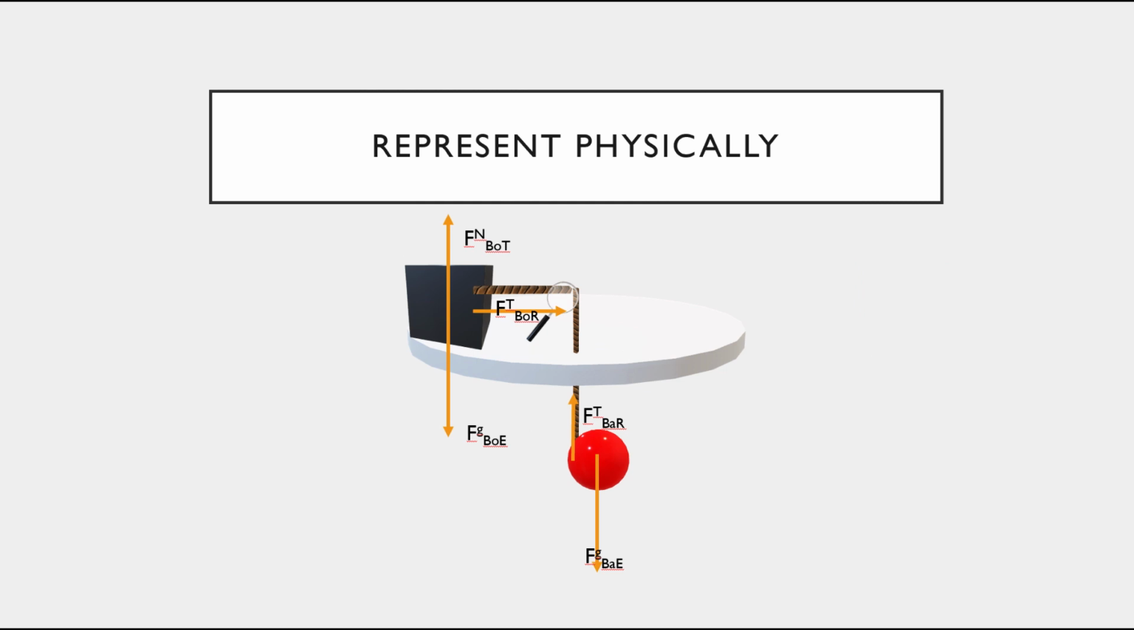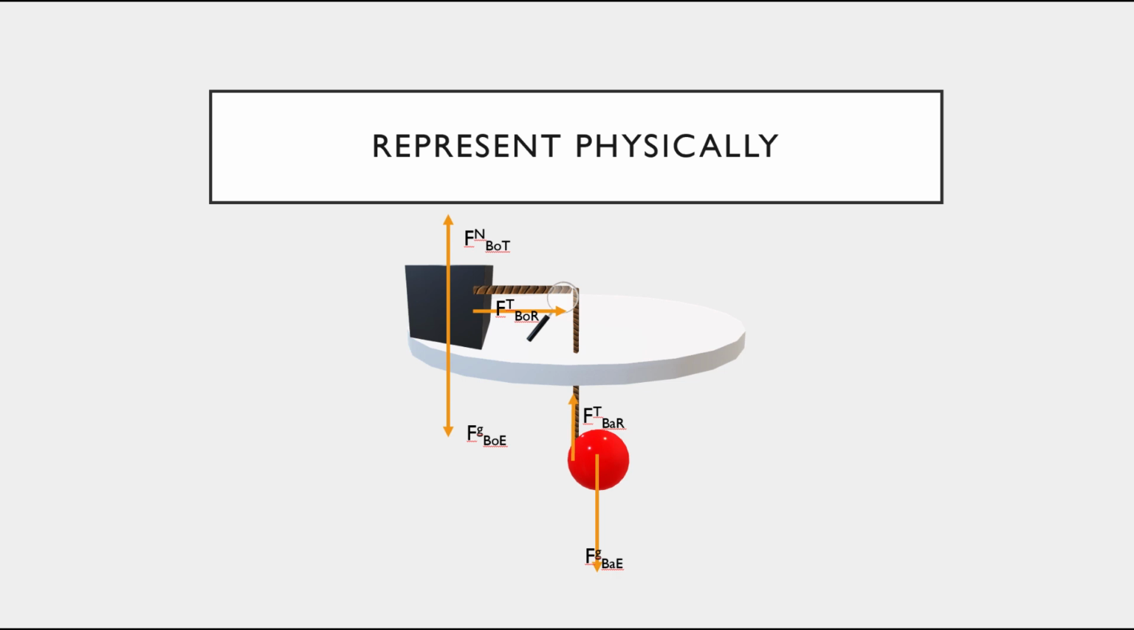Here in our represent physically portion, we have our free body diagram of the situation. In this instance, we have the box, the rope, the pulley and the hollow ball all represented in a 3D extended free body diagram, as well as all of the forces acting on the objects in the situation.